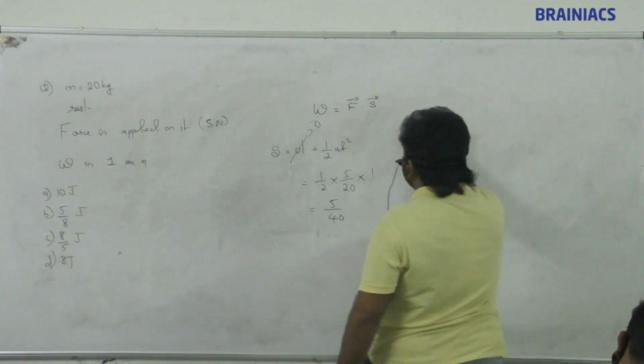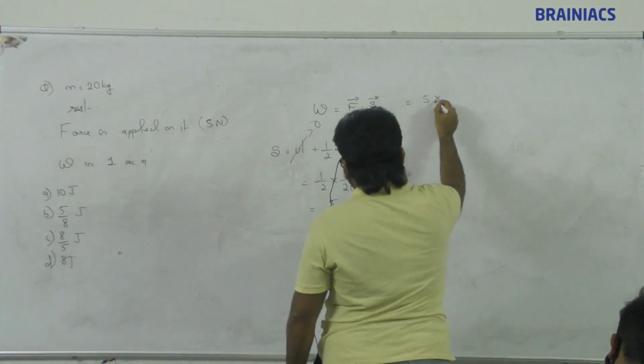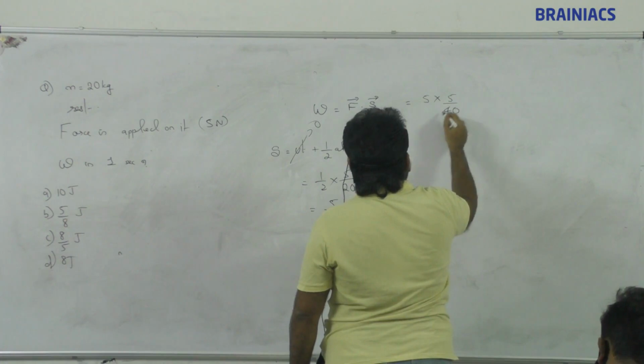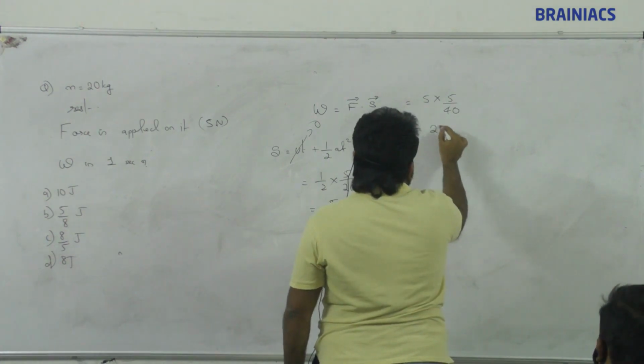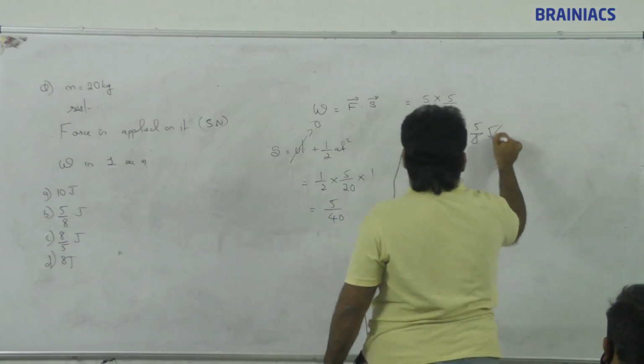Correct or what? So put here. So F dot S. So 5 into 5 by 40. Correct or what? 25 by 40. 5 by 8 joule. Yes.